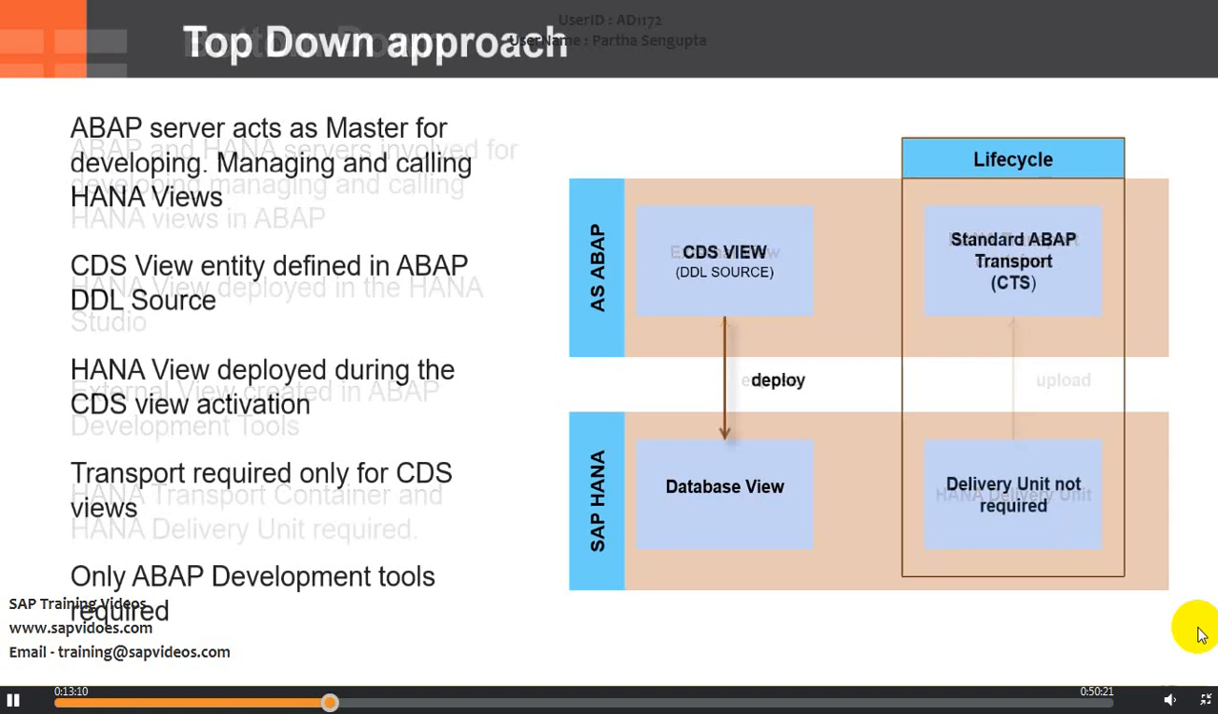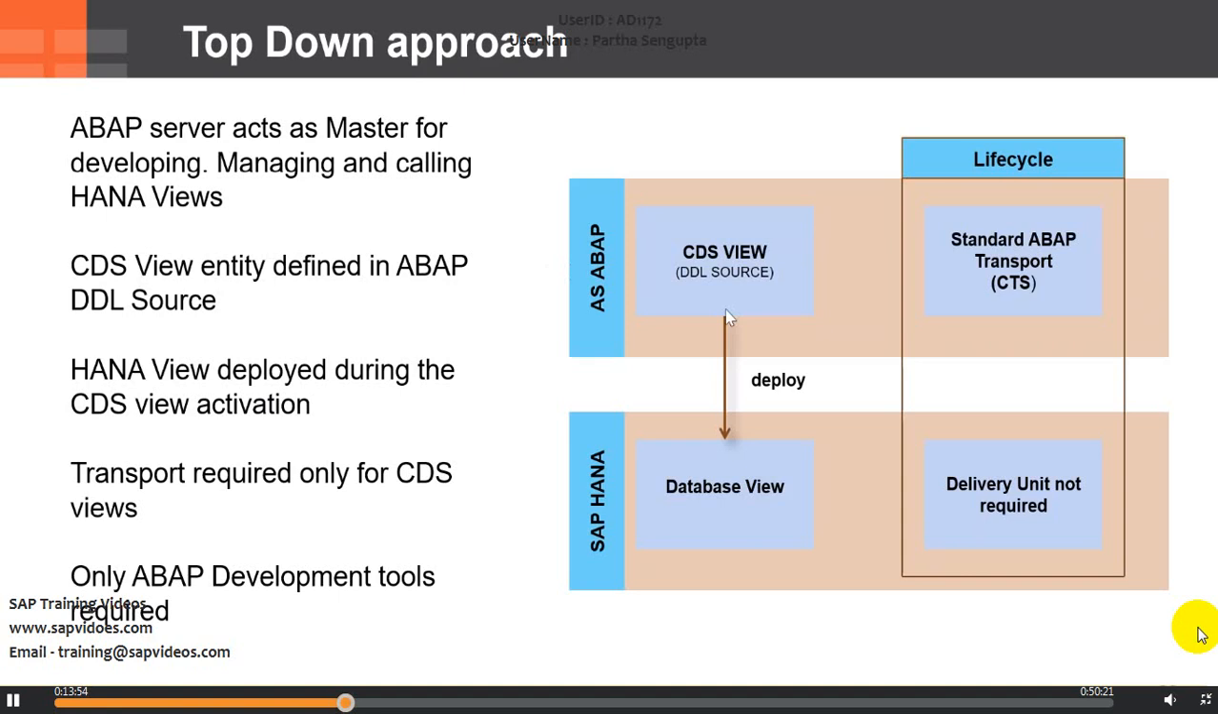In the bottom-up approach, we consume our HANA views in ABAP. There, both HANA and ABAP servers act as masters; both servers are active. Your HANA view will be deployed in HANA Studio, and you consume your HANA view in ABAP. But in the top-down approach, we create the view in the ABAP layer. That means the CDS view comes in the top-down approach. Your ABAP server acts as the master for developing and managing HANA views. So you create your CDS view in ABAP.